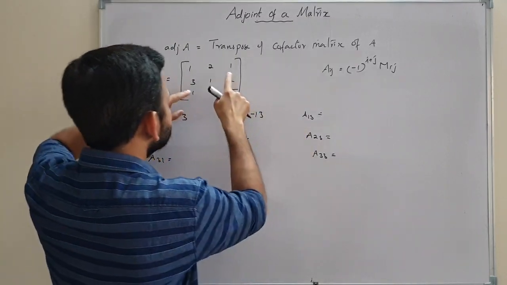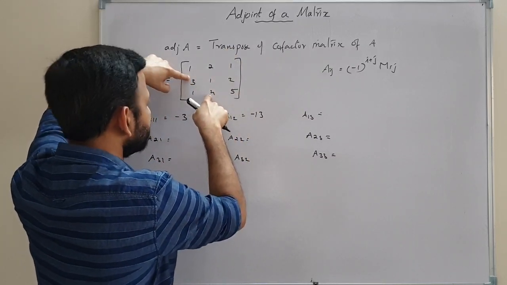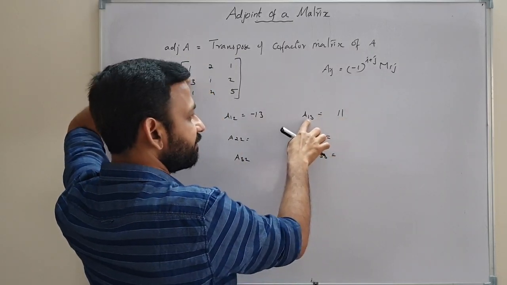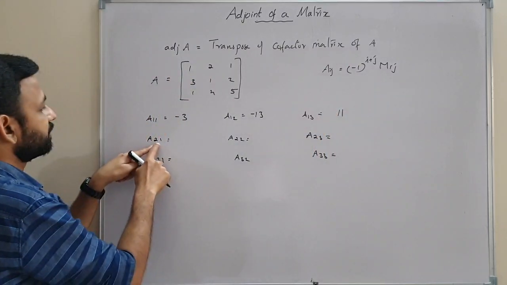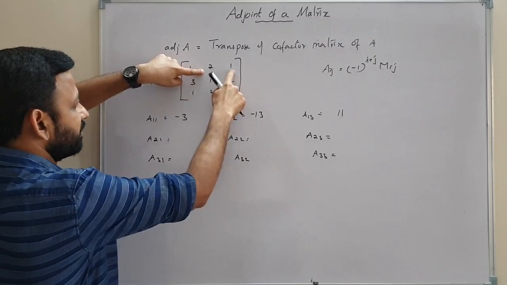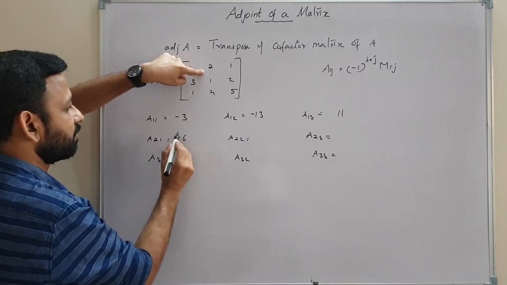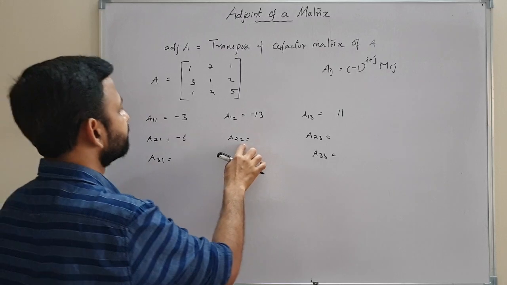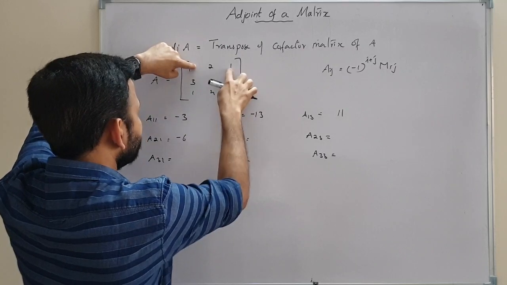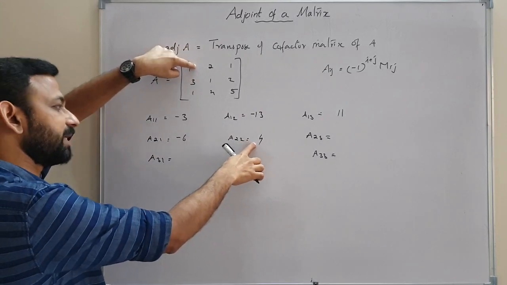Then A13, first row, third column. Deleting, 3 into 4, 12 minus 1 into 1, 12 minus 1, that is 11. And here 3 plus 1, 4, even number, same sign. Then A21, deleting, 2 into 5, 10 minus 4, that is 6. And here 2 plus 1, 3, an odd number, so opposite sign. Then A22, deleting, 1 into 5, 5 minus 1 into 1, 5 minus 1 is 4. 2 plus 2 is an even number, so same sign.